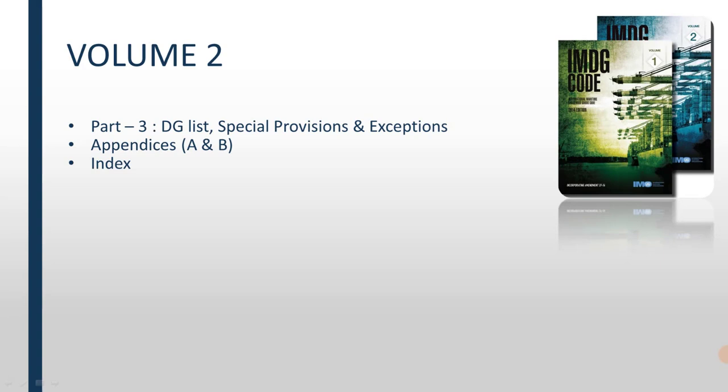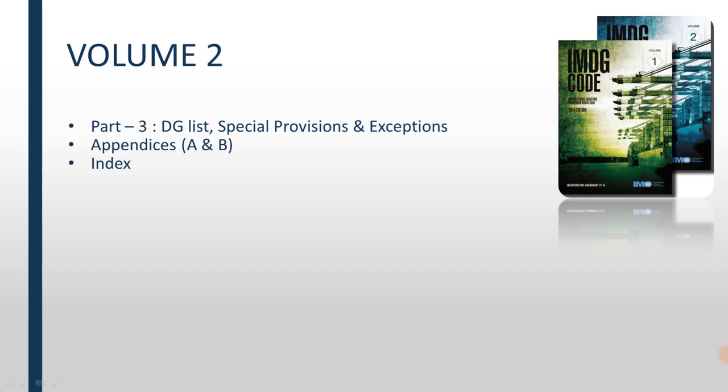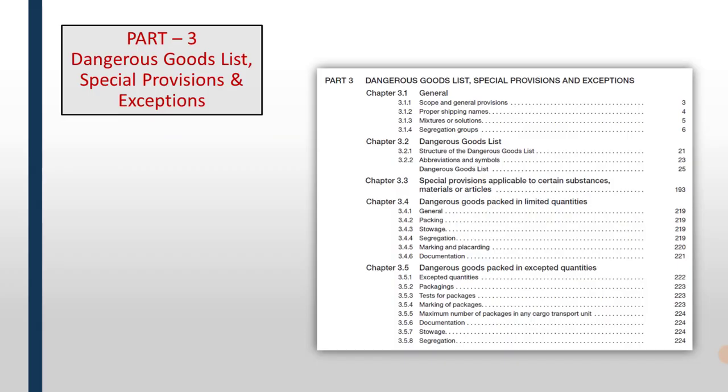We have already discussed part 1, part 2, 4, 5, 6 and 7 in the volume 1 of IMDG code. Now the volume 2 of IMDG code contains part 3, which is the DG list, special provisions and exceptions. The bulk of volume 2 is covered by the dangerous goods list. The next thing given in this volume is Appendix A, which is list of generic and not otherwise specified proper shipping names, and Appendix B, which is glossary of terms, and also the index is given in this volume. Part 3 is the dangerous goods list, special provisions and exceptions.